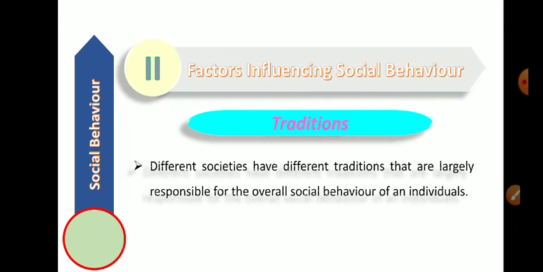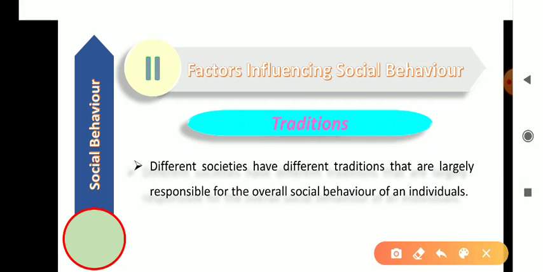Then the next one is traditions. Different societies have different traditions that are largely responsible for the overall social behavior of individuals. For example, newly married women are expected to wear a particular type of dress in a particular manner in North Indian society. So this is tradition present in the society, and because of our tradition, our social behavior takes place.